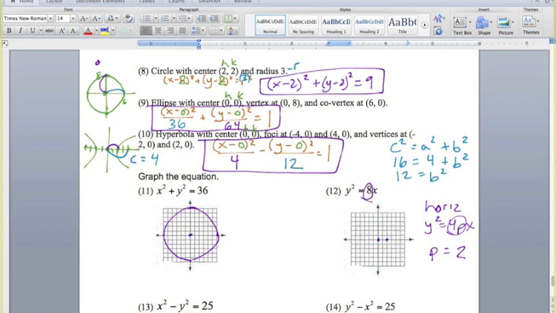Since it's facing sideways, we go 2 to the right to make the focus, 2 to the left to make the directrix, and draw in the parabola kind of medium wide. So p is how you know how wide. The bigger the p-value, the wider it is.